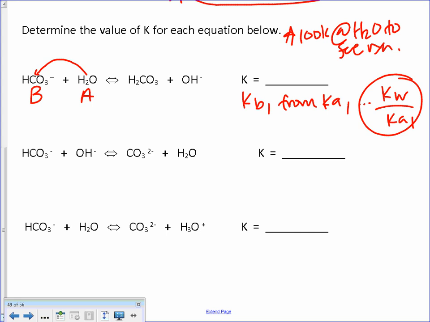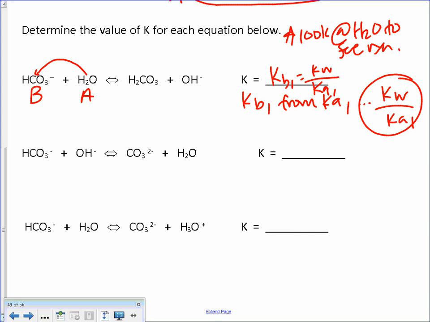You okay with that? Can we do another one? So the answer to this would be Kb1, and the calculation would be Kw over Ka1. You could plug those values in and find it. Okay, next one. You guys tell me how I'm looking at this.